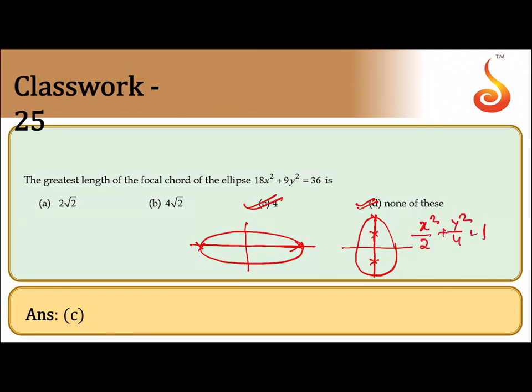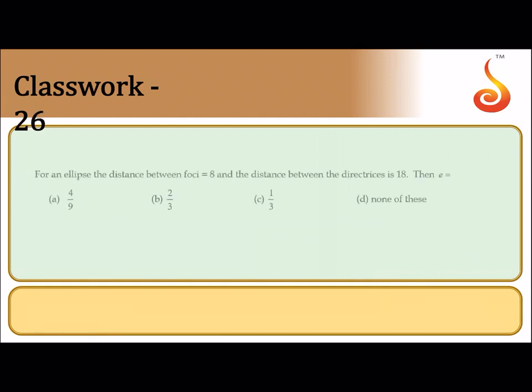Because this is x square by 2 plus y square by 4 equal to 1. This can also be a focal chord which passes through both the foci. So a equal to 2, and 2a is equal to 4. So this 4 is correct. Option C is correct.